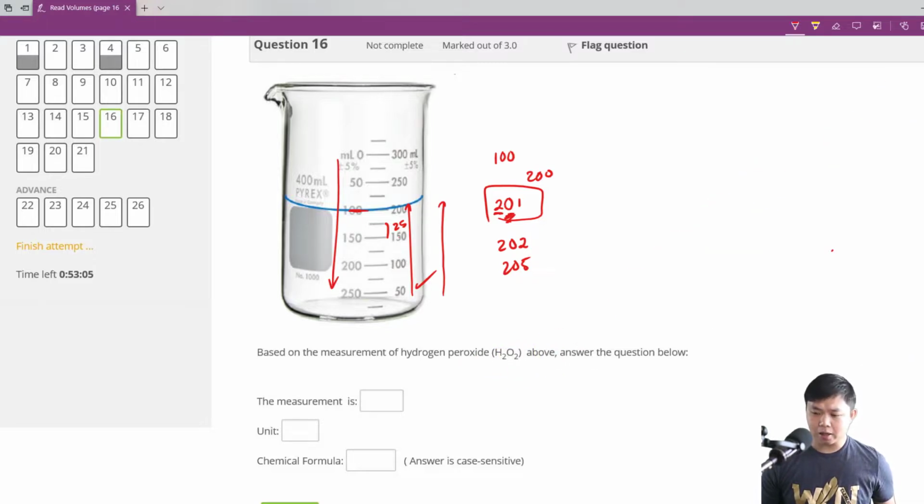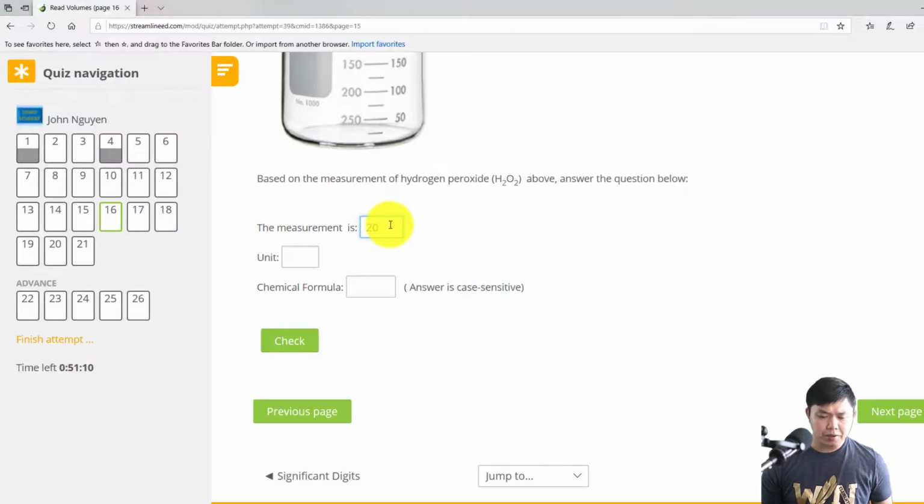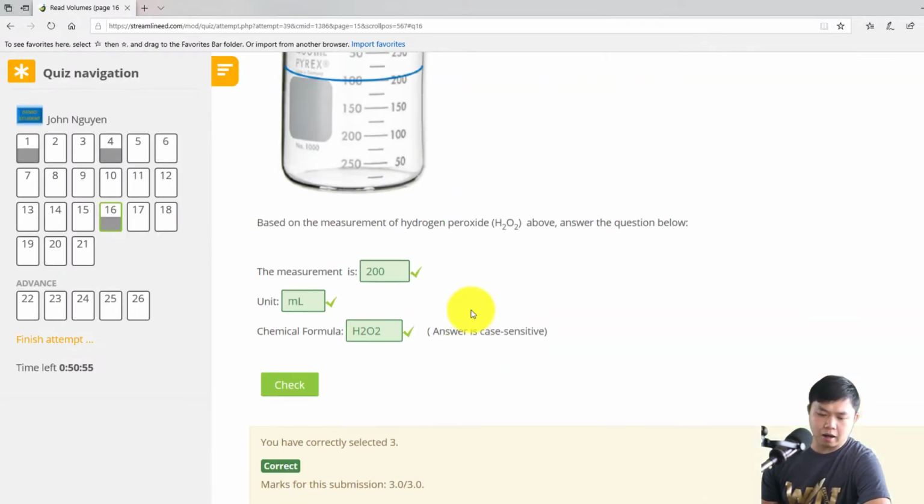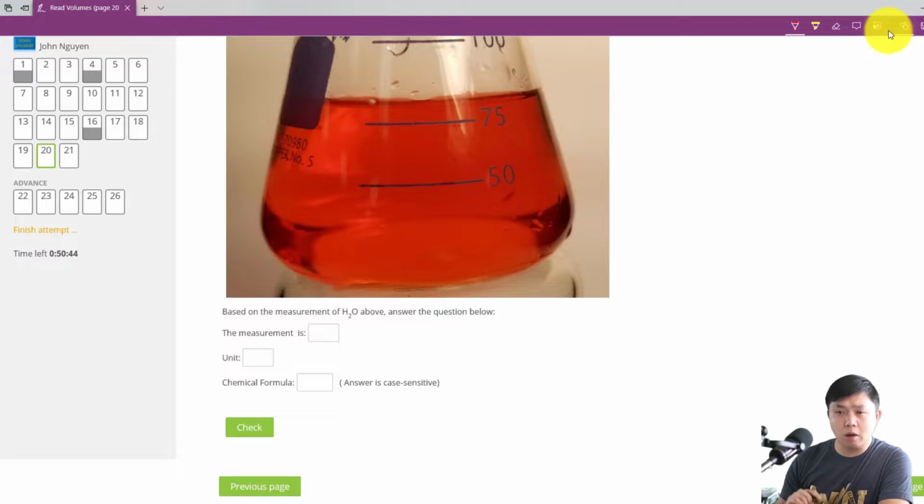Now let's go back and plug in our answer. So our answer is 200 or 201 if you want to, and the unit again is milliliter, ml, and the chemical formula is H2O2. Remember, it's case sensitive, okay? And there you go. Now let's try a real life problem.